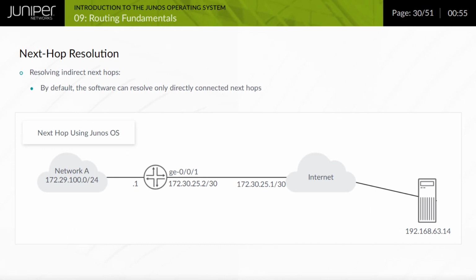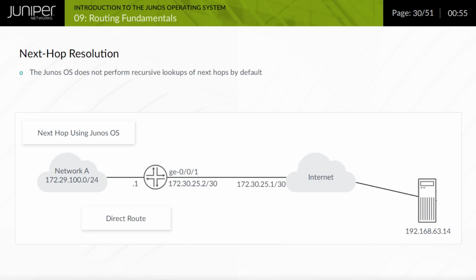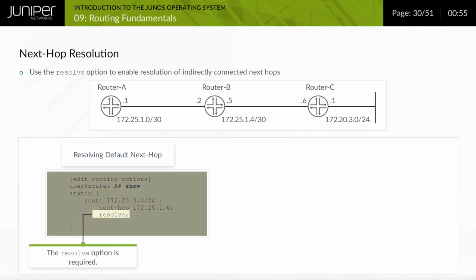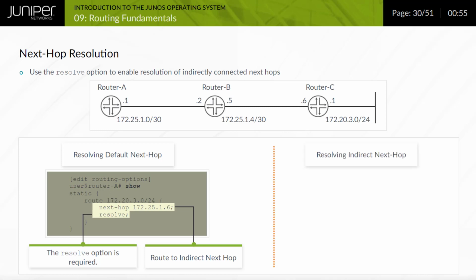By default, the Junos OS requires that the next hop IP address of static routes be reachable using a direct route. Unlike software from other vendors, the Junos OS does not perform recursive lookups of next hops by default. As illustrated, you can alter the default next hop resolution behavior using the Resolve CLI option. In addition to the Resolve CLI option, a route to the indirect next hop is also required. Indirect next hops can be resolved through another static route or through a dynamic routing protocol.